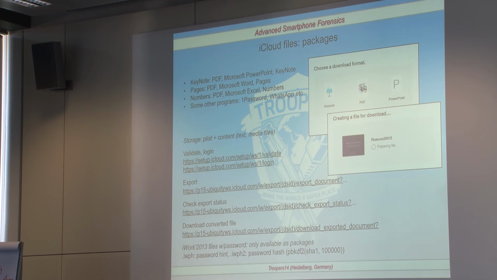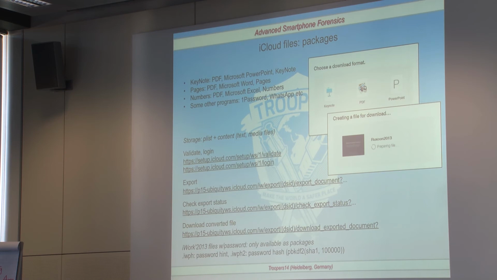And in fact, every file is stored as a plist, plus a database of all information there. And all the files like pictures and videos are stored separately as separate files. You can, if you wish, download all these files one by one, if, of course, you know the protocol. Or you can send a command to convert the file. That's an export command, and it is given there. And then you have to send a command, check export status, to see whether the file has been converted or not. And once it is converted, you send the other command to download the converted file.